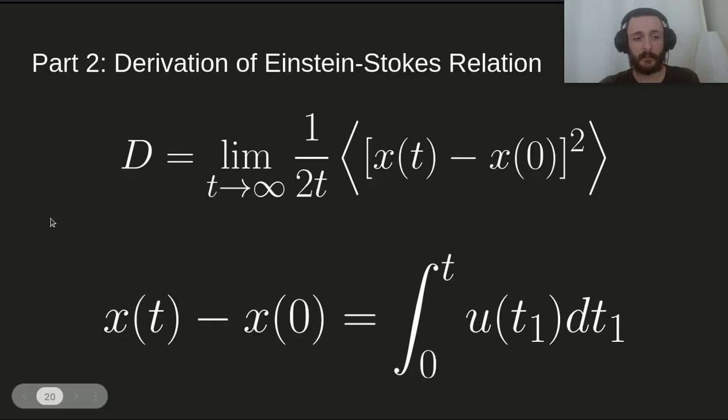We begin with the formula for mean square displacement of a particle's random walk over time, its position denoted by x. We can express the displacement with the following integral from 0 to t with respect to a new time that we will denote t1.